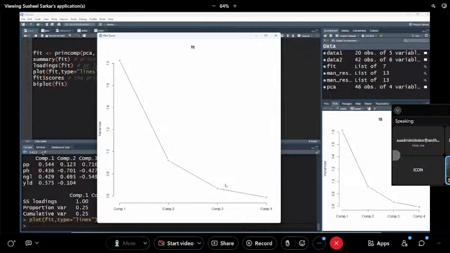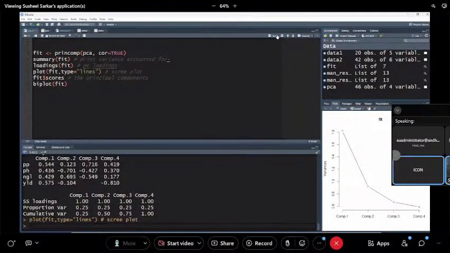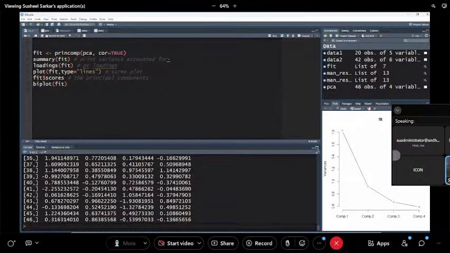This data is not that good, but just to make you understand, I have taken only 4 independent variables. So this type of graph comes. This is called a scree plot. Okay, and then we get the scores.